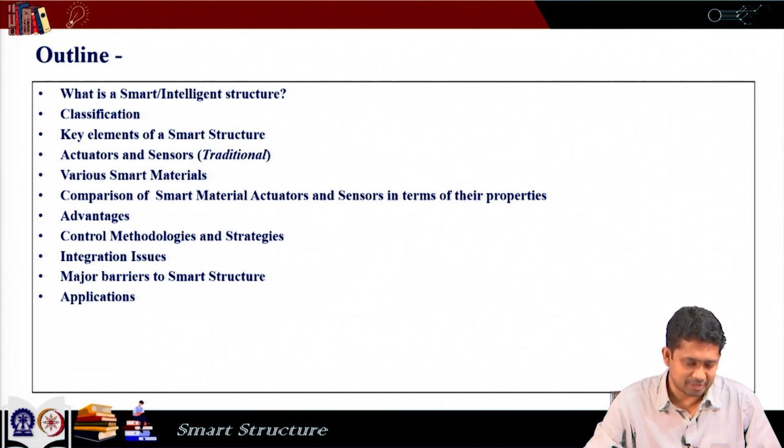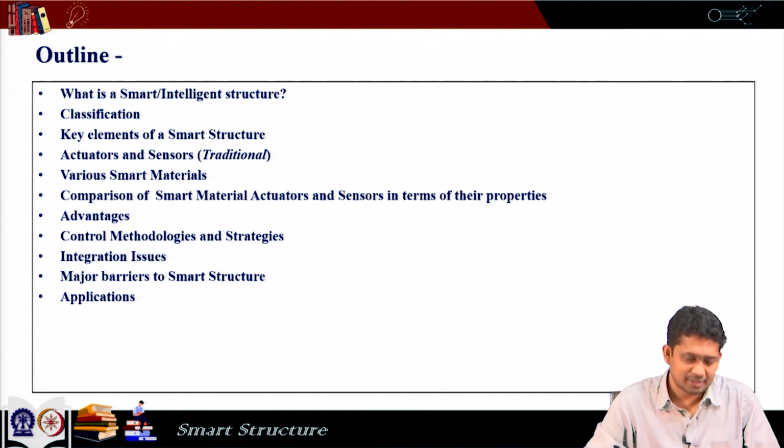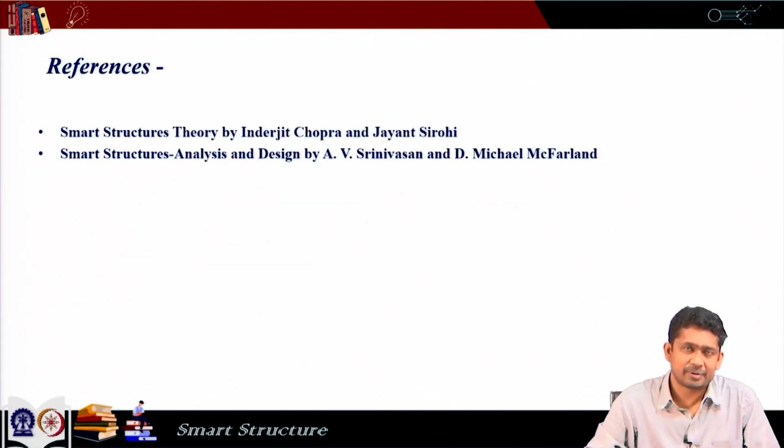After that, we will talk about advantages of smart material actuators and sensors. Then we will see control methodologies and strategies. We will look into the integration issues. After that, we will talk about major barriers to smart structures, and then we will see some of the applications. For this, we will refer to the books Smart Structures Theory by Chopra and Sirohi, Smart Structures Analysis and Design by Srinivasan and McFarland.